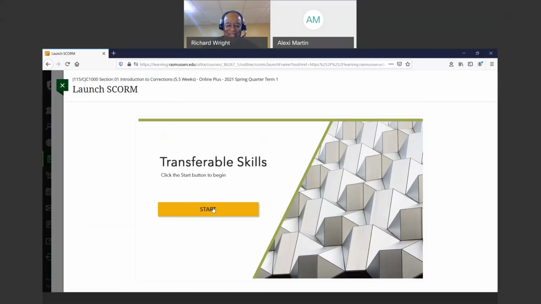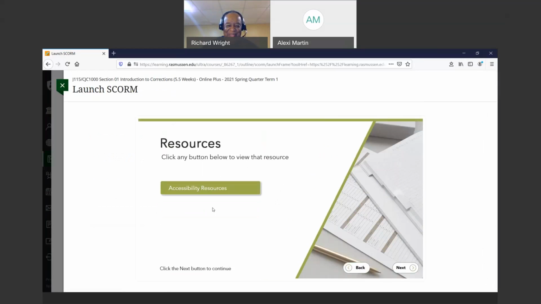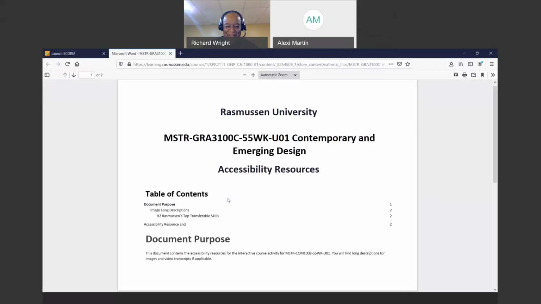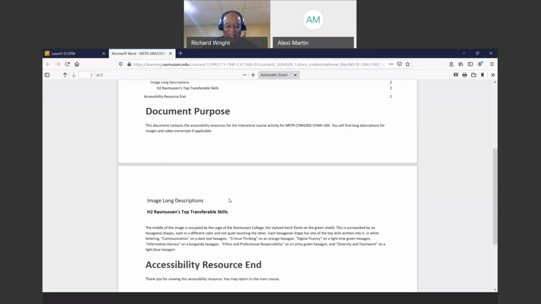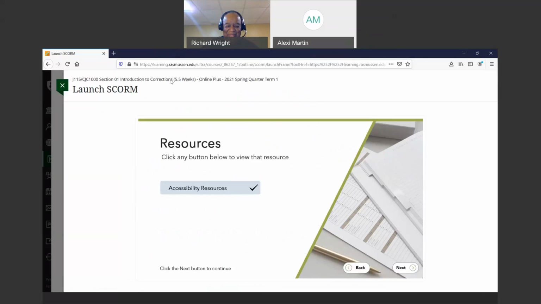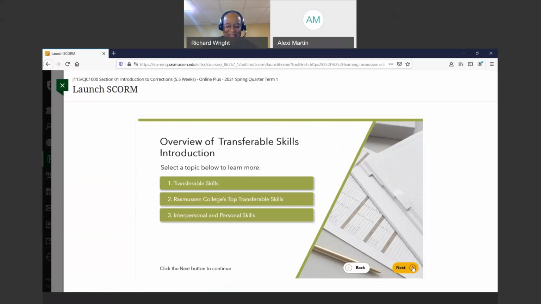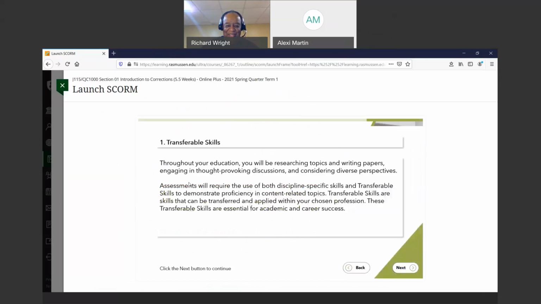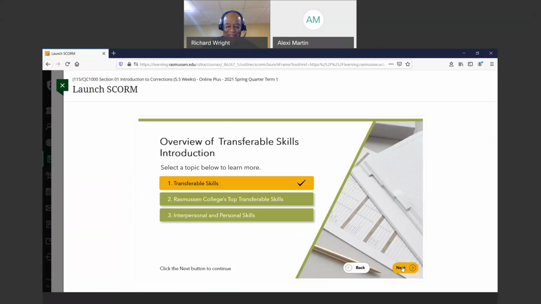And then it tells you, click any button below to view. Nope, that's not right. I guess next is what we hit. Select the topic. Okay, so we go to transferable skills. And then it tells you what the transferable skills are.